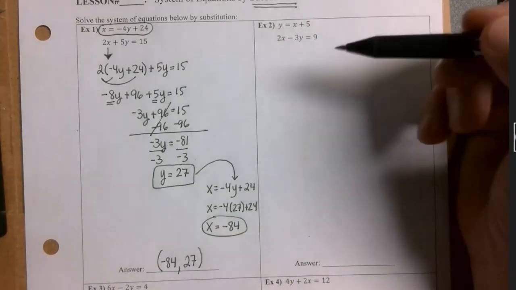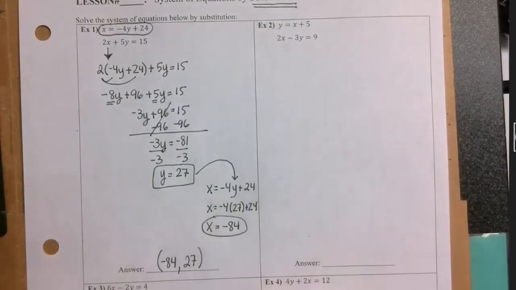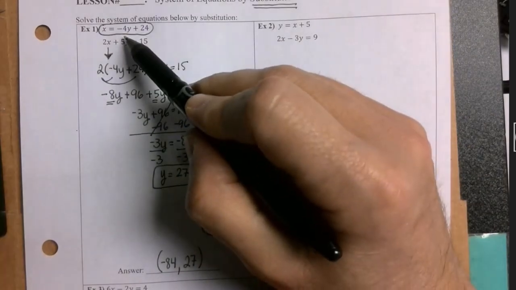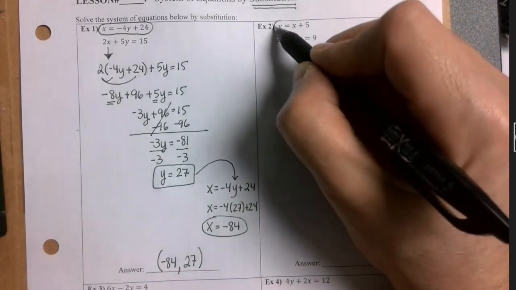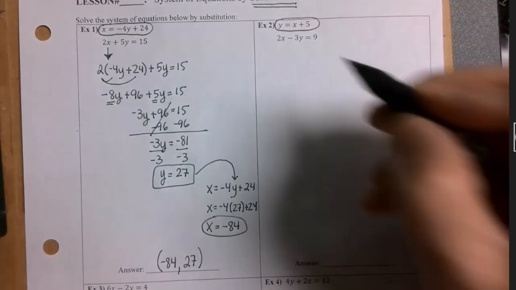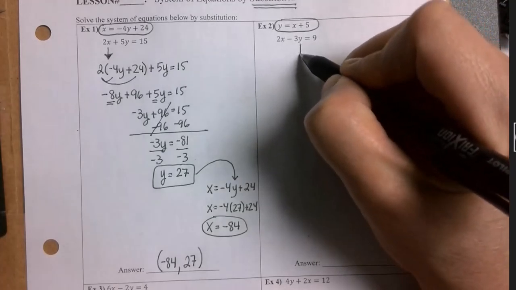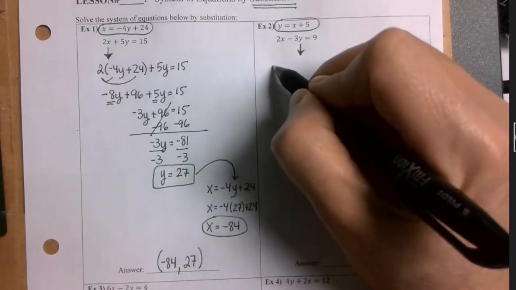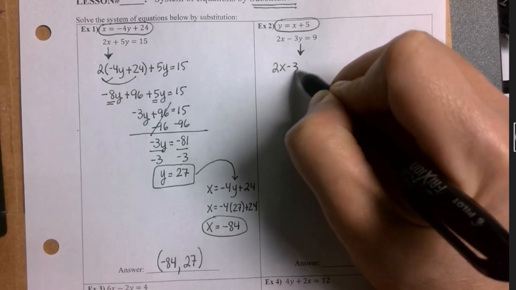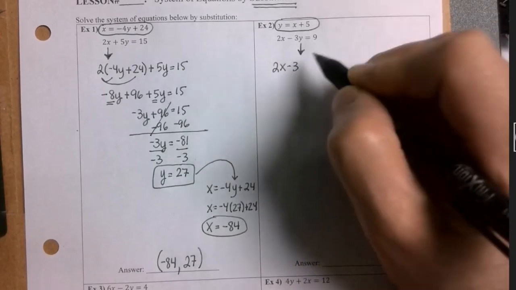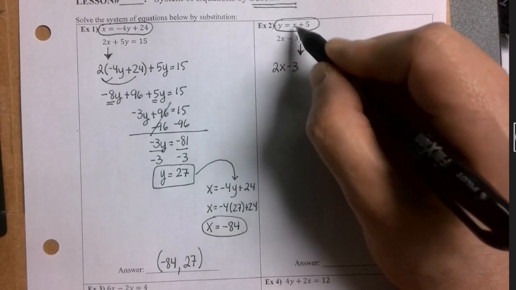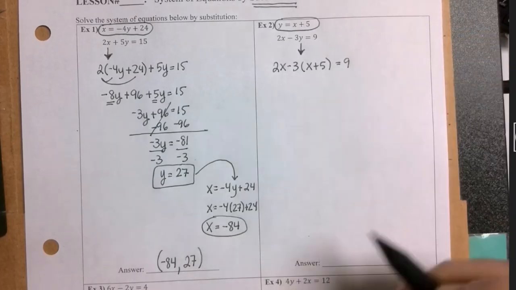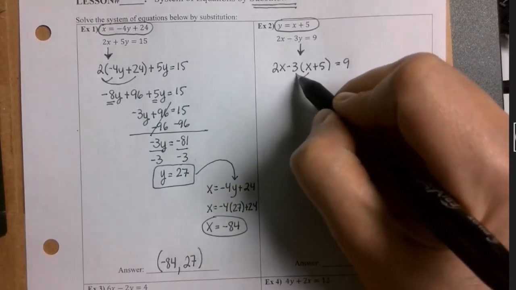In the next example, again we look for a letter by itself. It doesn't matter if it's x or y. In the previous problem the x was alone, so I chose that one. Here I see the y alone, so I'm going to choose that y. The next step is to put an arrow under the letter that's by itself on the other equation, which in this case is y. Then I copy everything except for that letter. Instead of y, I'm going to replace it with what it's equal to. Make sure you include a parenthesis. Then you're going to have an equation with only one unknown, which in this case is x.